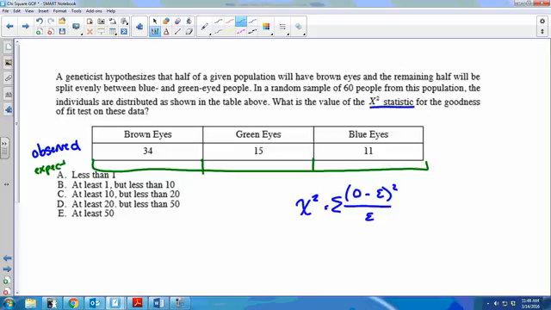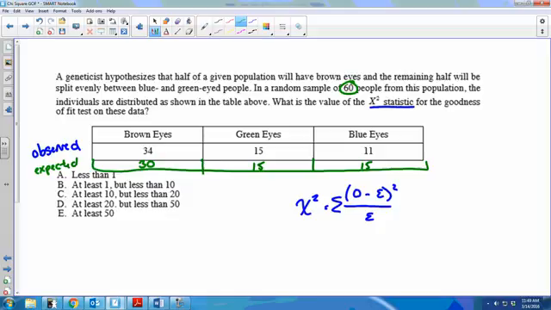Now, there's 60 people. So it says that the geneticist hypothesizes that half will have brown eyes. So how many is that? 30. And the remaining half will be split evenly. So what's the other 2 expected counts? 15 and 15.